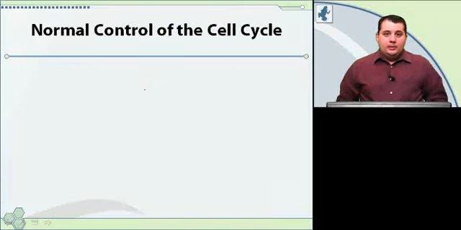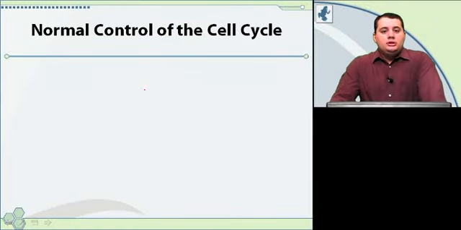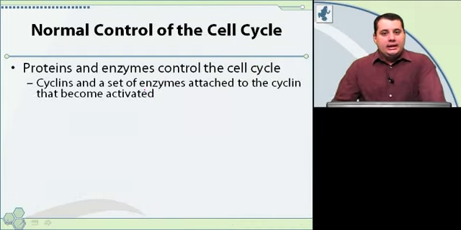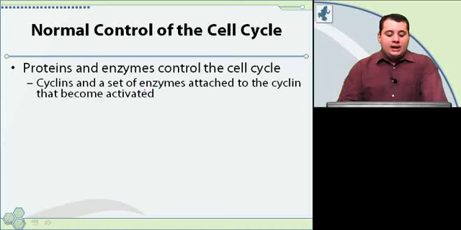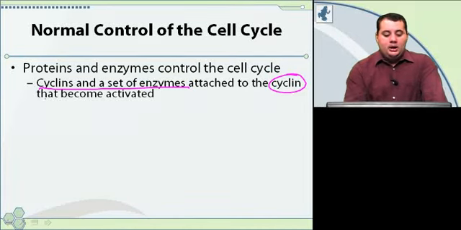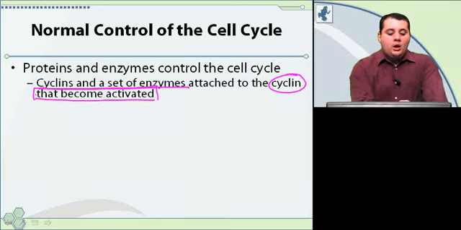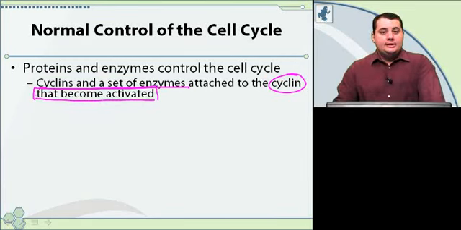First, let's talk about the cell cycle and what regulates it. There are certain types of proteins known as cyclins, which help to regulate the cell cycle. Cyclins and a set of enzymes attached to the cyclin that become activated will tell us what phase that cell is in, whether it's in a growth phase or whether it's ready to go through mitosis.